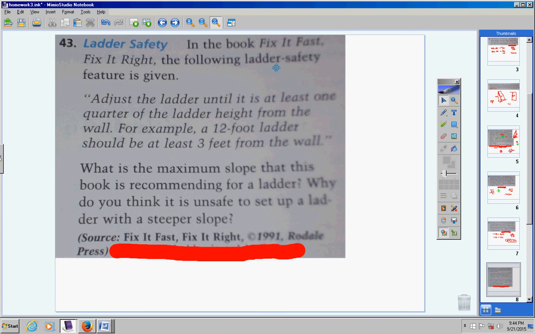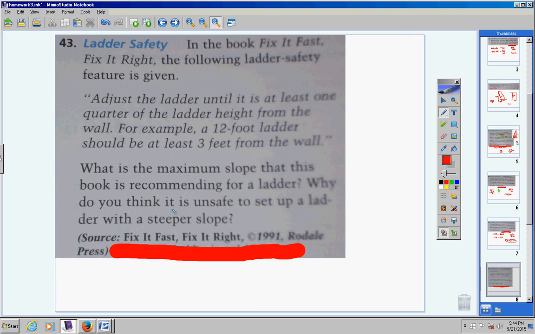In the book Fix It Fast, Fix It Right, the following ladder safety feature is given. Adjust the ladder until it is at least 1/4 of the ladder height from the wall. For example, a 12-foot ladder should be at least 3 feet from the wall. Which makes sense, because what is 1/4 of 12? If your ladder is 12 feet tall, what is 1/4 of 12? 3. You take 12 and divide it by 4. So if you have a 12-foot ladder, you want it to be at least 3 feet from the wall. What is the maximum slope that this book is recommending for a ladder?